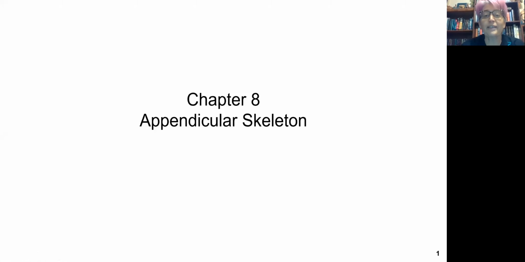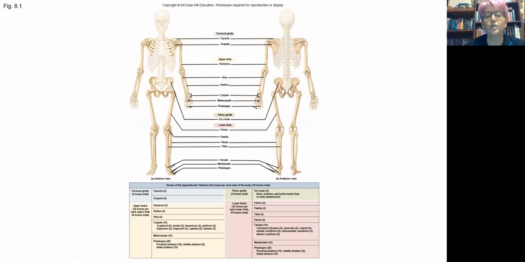So today we're going to talk about the appendicular skeleton. That is the arms and the legs and the structures that hold the arms and the legs onto the body. So we're going to start just kind of with an overview of what we're looking at. We've got the clavicle, the scapula, and then the humerus, radius, ulna, carpals, metacarpals, and phalanges.